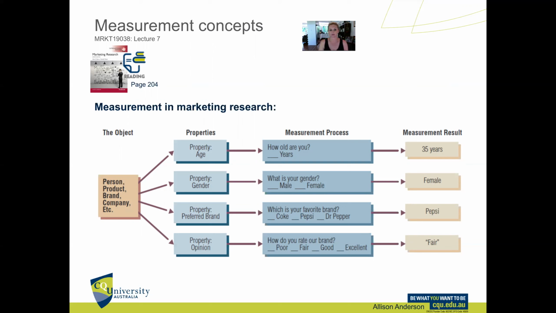The measurement process: this is just giving you some indication of the types of measurement processes and results that you can get with some very common questions that you would ask in marketing research. For age, you ask how old you are. Measurement result, 35 years. Gender, what is your gender? Male, female, female. What is your favourite brand? Coke, Pepsi, Dr. Pepper? Pepsi. So you select one of those and that's the measurement result. How do you rate our brand? Poor, fair, good, or excellent? So we're going to talk about how you break down some of these things and how you think about measuring them.